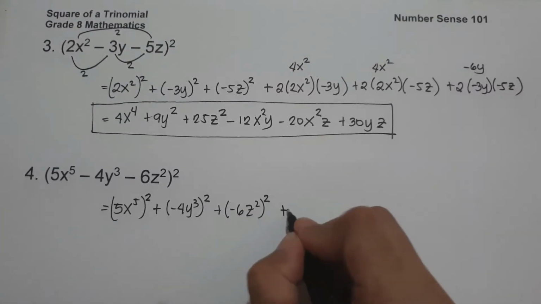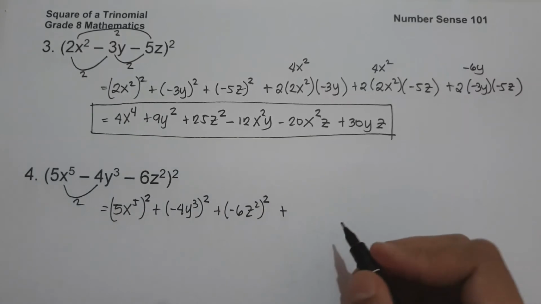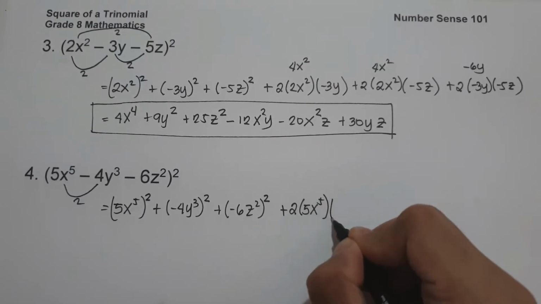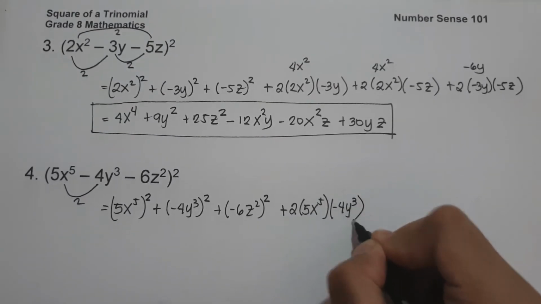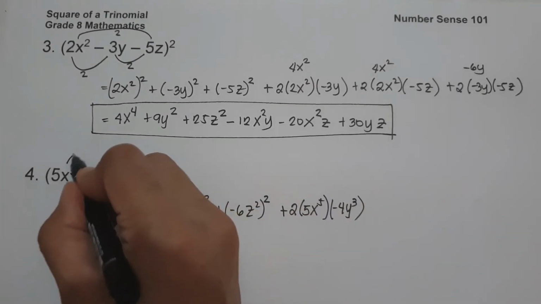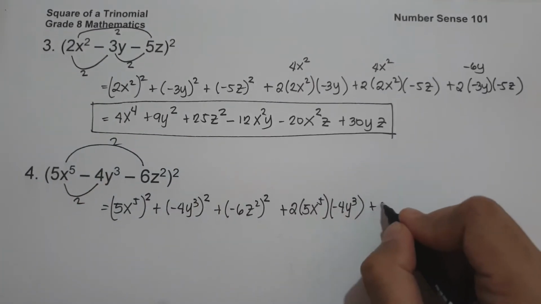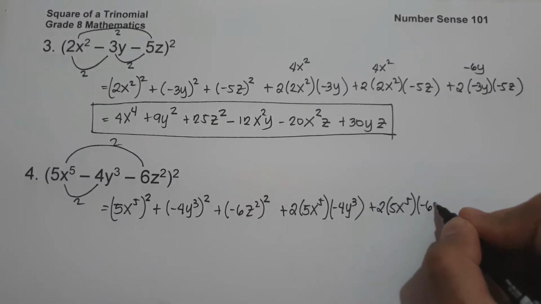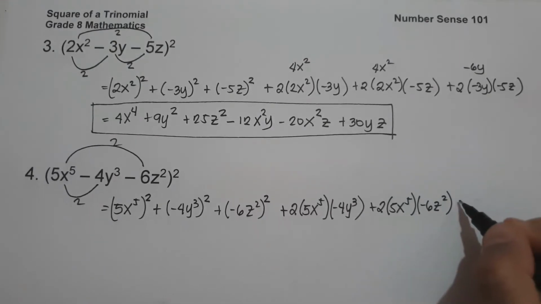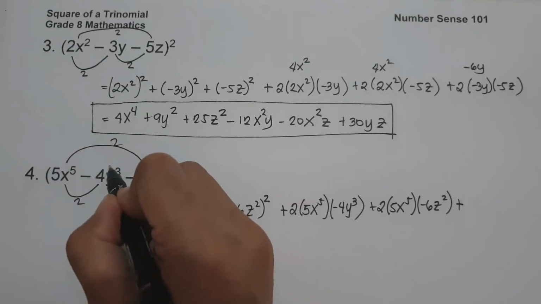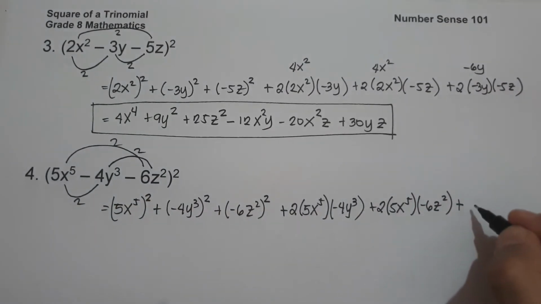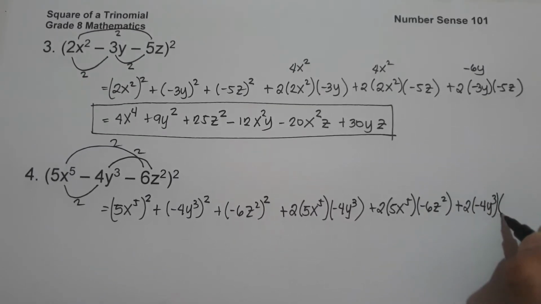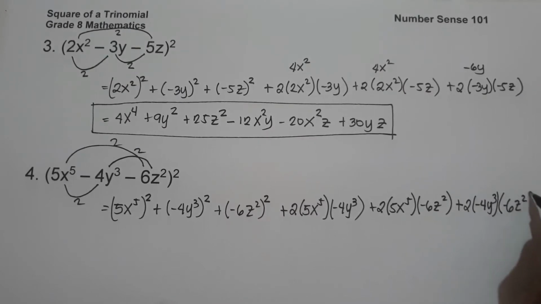And to find the fourth term, multiply the first and second term by the constant 2. So this will be 2 times 5x raised to 5 times negative 4y cubed. And then, multiply the first term to last term by the constant 2. That is 2 times 5x raised to 5 times negative 6z squared. And lastly, multiply the second term to last term by the constant 2. That is 2 times negative 4y cubed times negative 6z squared.